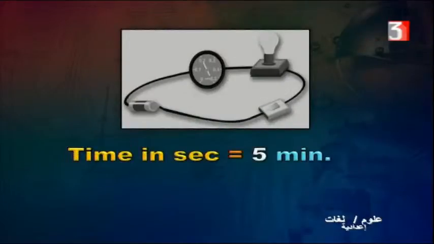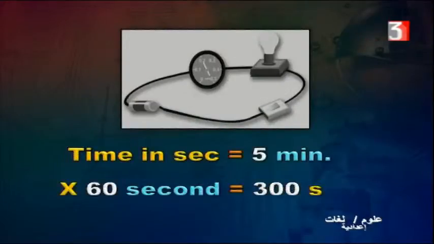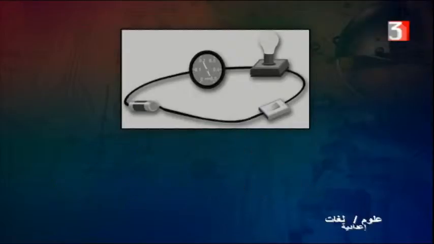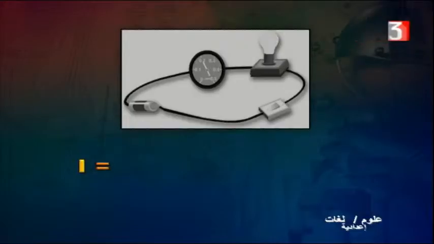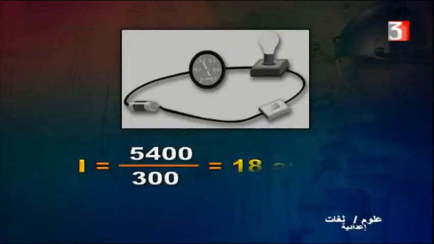Time in seconds: 5 minutes times 60 equals 300 seconds. So, we first convert time from minutes to seconds. Then, electric current intensity equals quantity of charge over time. So, the quantity is 5,400 over 300 seconds. The answer is 18 amperes. Don't forget to write the rule, the answer, and the measuring unit.